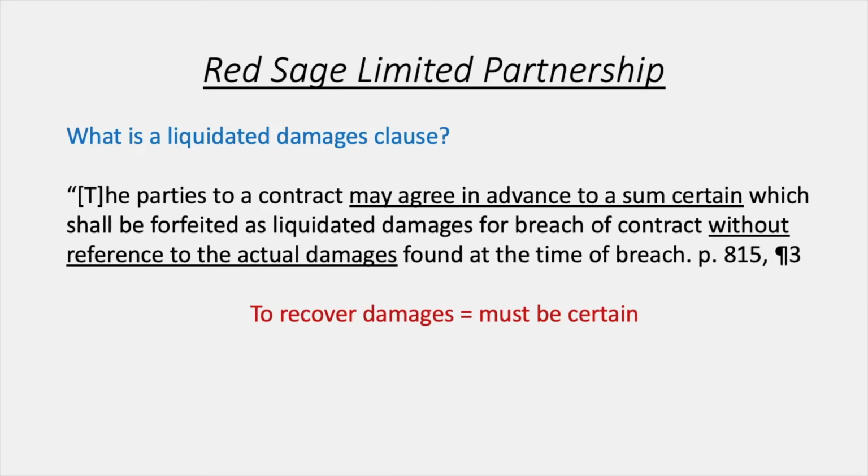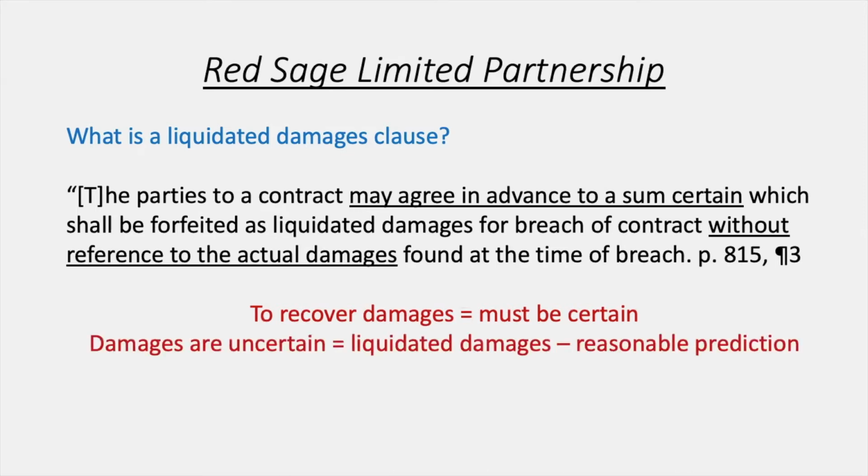Thus, in situations where damages are uncertain, parties create a liquidated damages provision that is a reasonable prediction of what they think the damages might be, to avoid the issue of not being able to recover later on if there's a breach and the damages are uncertain. Let's break down our Red Sage case, which kind of explained how this liquidated damage clause works in practice.